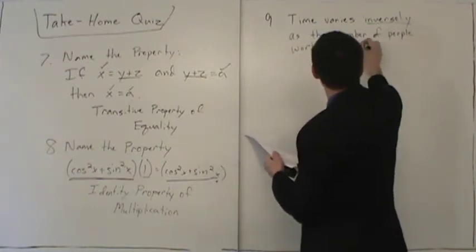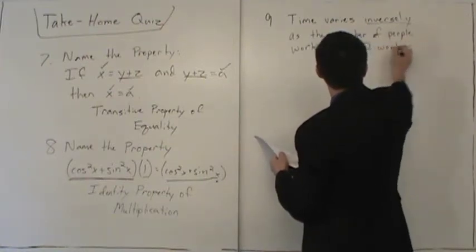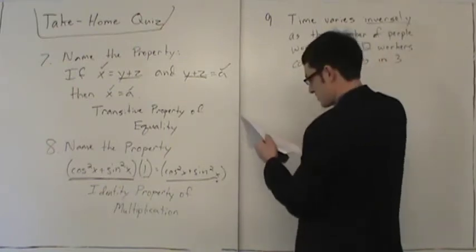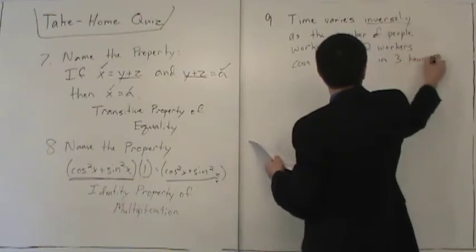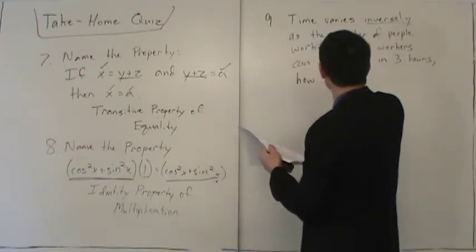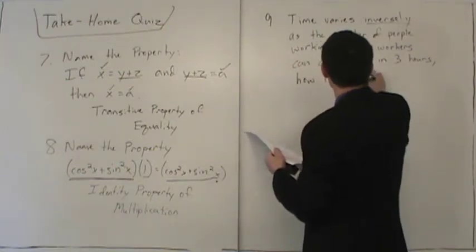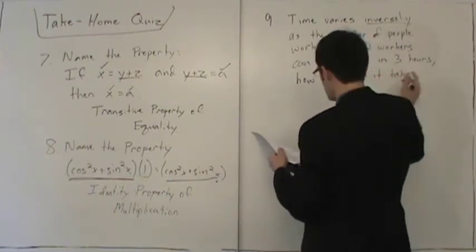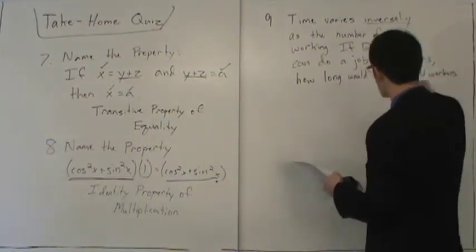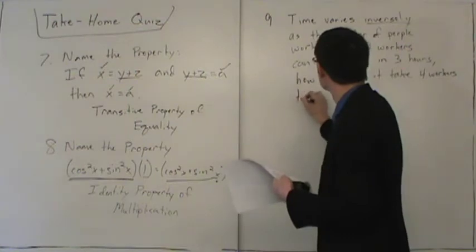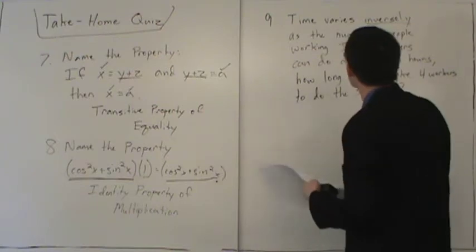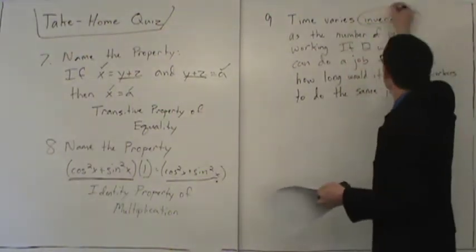If 12 workers can do a job in 3 hours, I believe, how long would it take 4 workers to do the same job? Okay, so again, inversely means one's going up, one's going down.